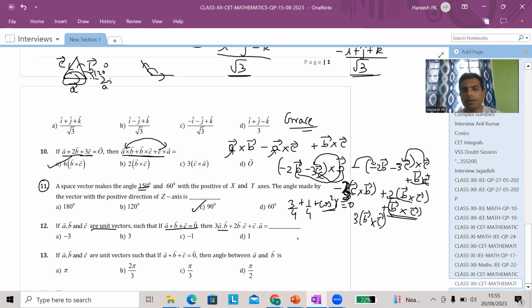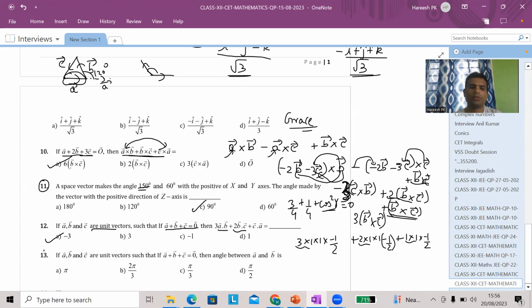What is A dot B? A dot B is mod A, which is 1, mod B, which is also 1, and cos 120, which is minus half. Similarly, here you'll have 2 into 1 into 1 into minus half. And similarly, 1 into 1 into minus half. So when you pull out minus half common, you'll get 3 plus 2 plus 1, which is 6. 6 into minus half, which is minus 3.